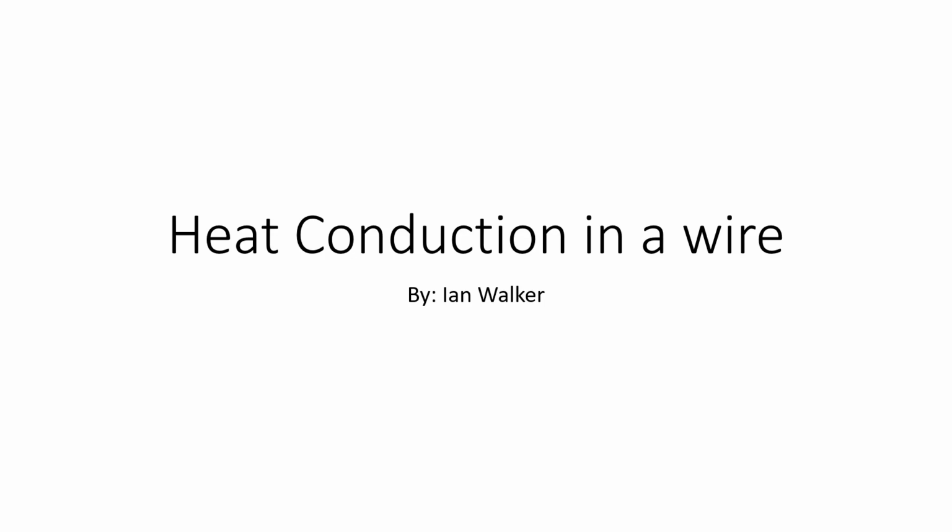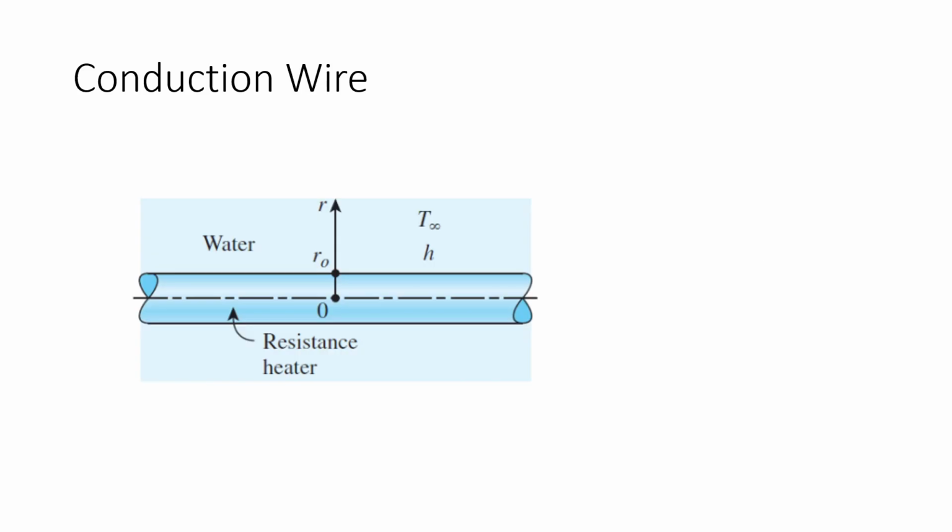Hello, today I'll be showing you how to solve heat conduction equations within a wire. So in the example that I'm going to show you, we have a resistive wire that is used for boiling water. It is submerged within water. We are given H, the surrounding temperature of the water, and the radius of the wire itself.